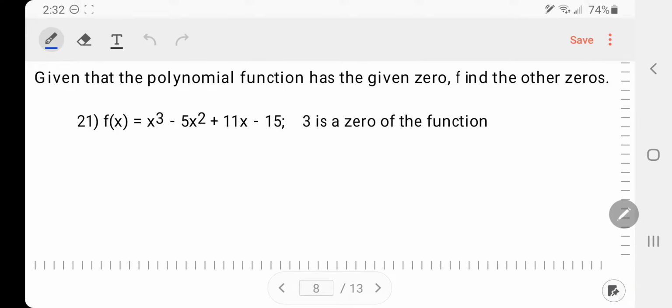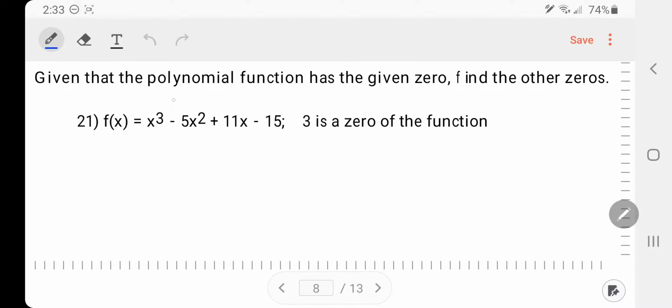Hey, welcome back to the review for the final exam, College Algebra. We're at question number 21, going to question number 30. Let's get started. Given the polynomial function has the given 0, find the other zeros.